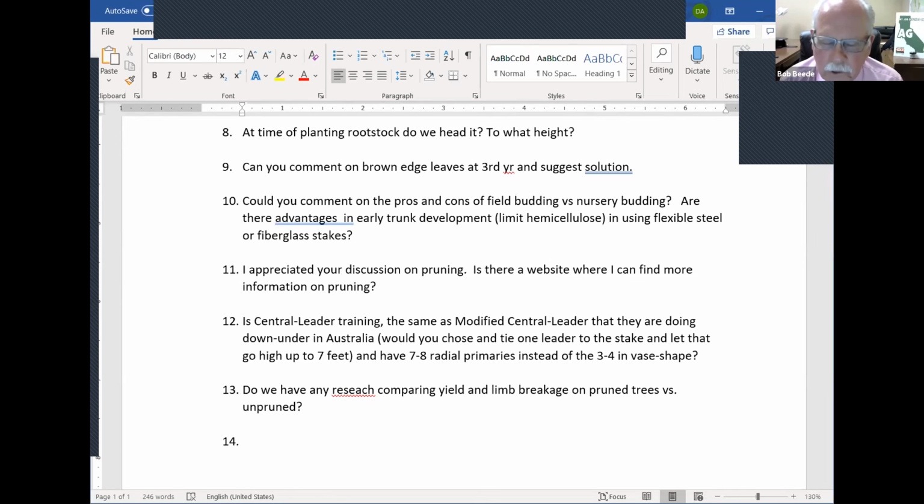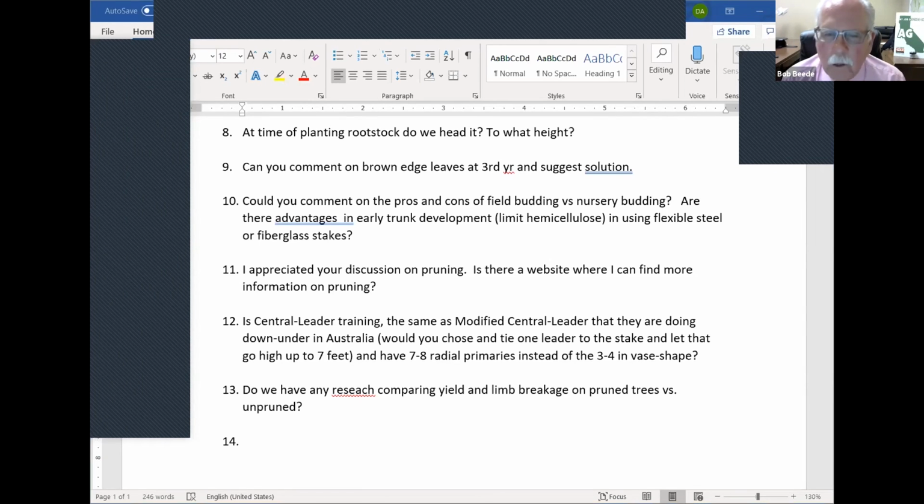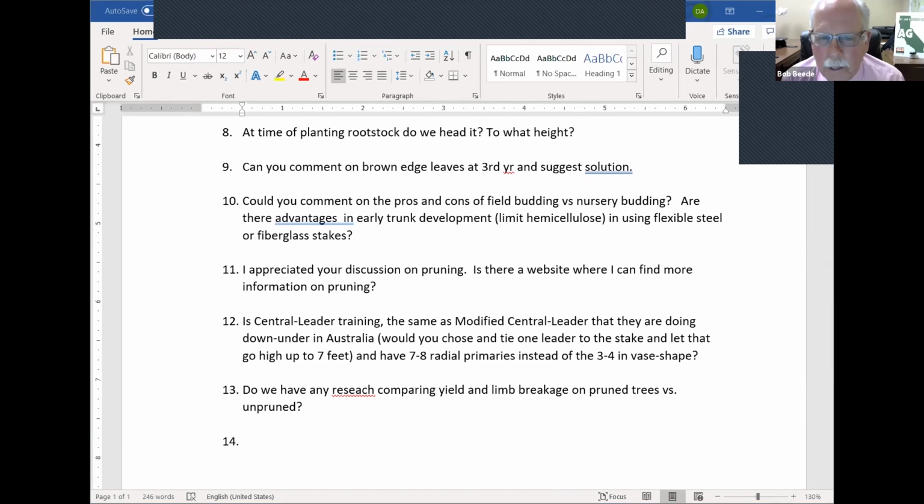By having a flexible stake, there was an article written years ago in Science magazine, which showed that trees that were allowed to sway back and forth develop lignification and greater girth development than trees that were staked securely to a rigid support, such as a wooden or heavy steel stake. So yes, you do wind up with greater trunk development.